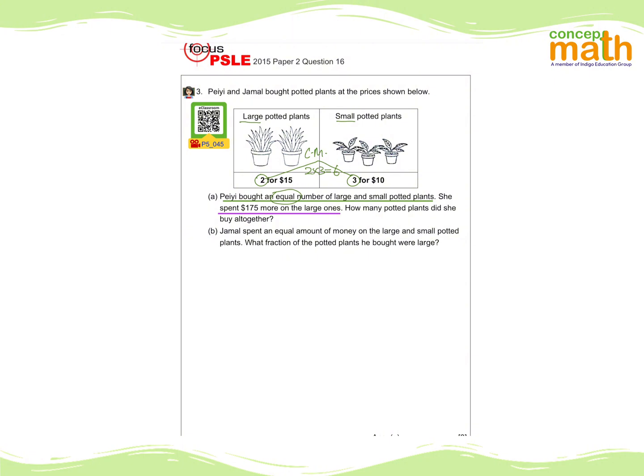This is a GT difference because they tell us that more is spent on the large one. So it's a GT difference. What we can do is first draw the GT table. So the GT table, let's draw it now.